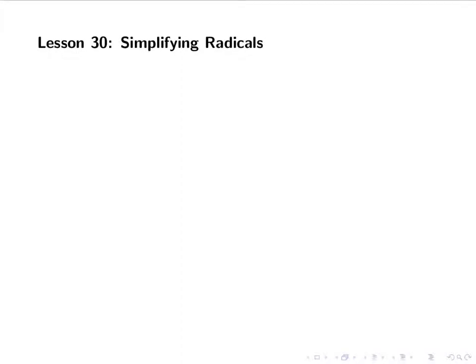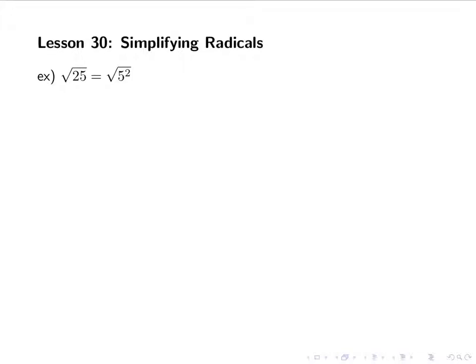Hello everyone, today we're going to look at Lesson 30, Simplifying Radicals. We'll start off with some basics. We have the square root of 25. Most of us already know that that's 5, but let's see why it's 5.